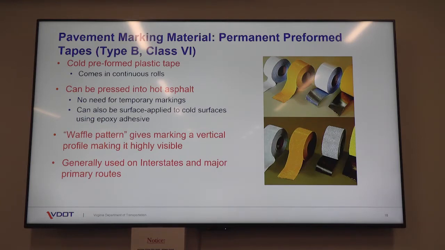All right, moving on to our preformed tapes. Class 6 is the most durable and retroreflective marking material on the market, but as a result, it's also pretty expensive. So again, we'll compare numbers. I've got $4 to $6 per linear foot. Am I hearing lower? In high production, it's 350, 375.